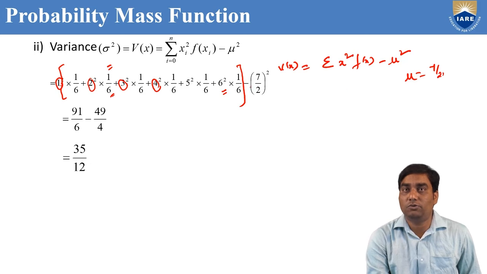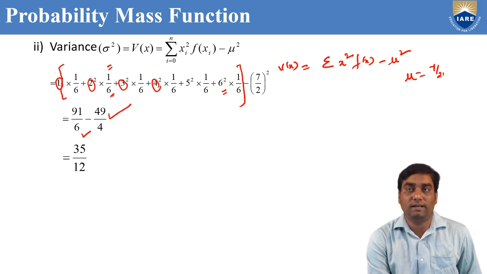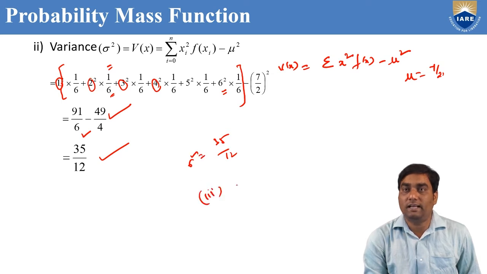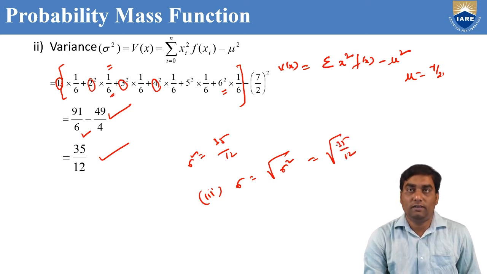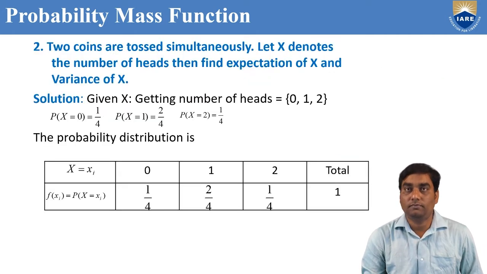7 by 2. 7 by 2 whole square. So 91 by 6 minus 7 by 2 whole square, which is 49 by 4. Therefore, variance we also got as 35 by 12, which is sigma square. From this we can find SD also, sigma, which is under root of sigma square, under root of 35 by 12. Like this we can find the mean, variance and standard deviation of a probability mass function.